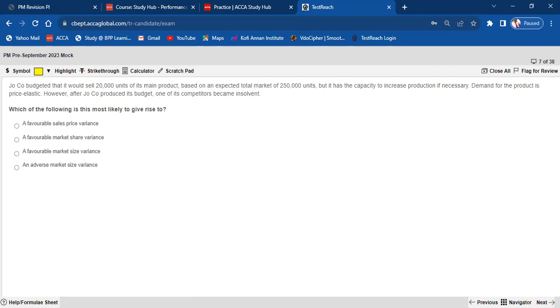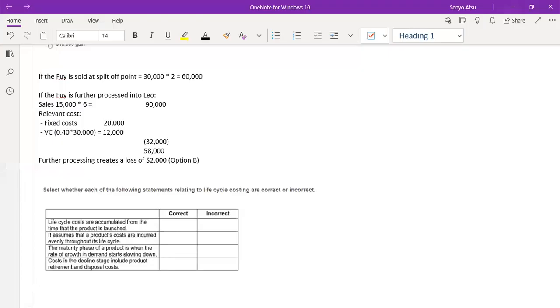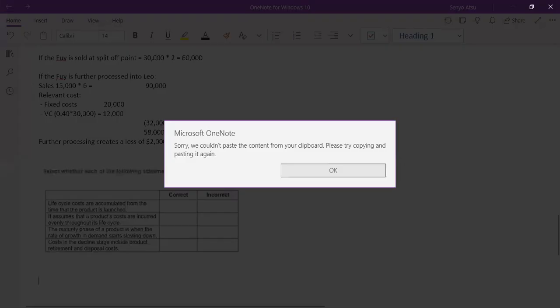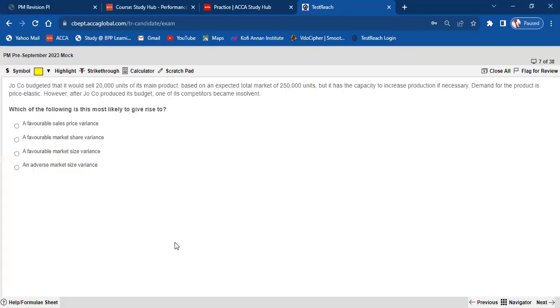Variances. No calculations required. Oh, I cannot copy this. Paste. Okay. I didn't want to take a screenshot, but I'm forced to.